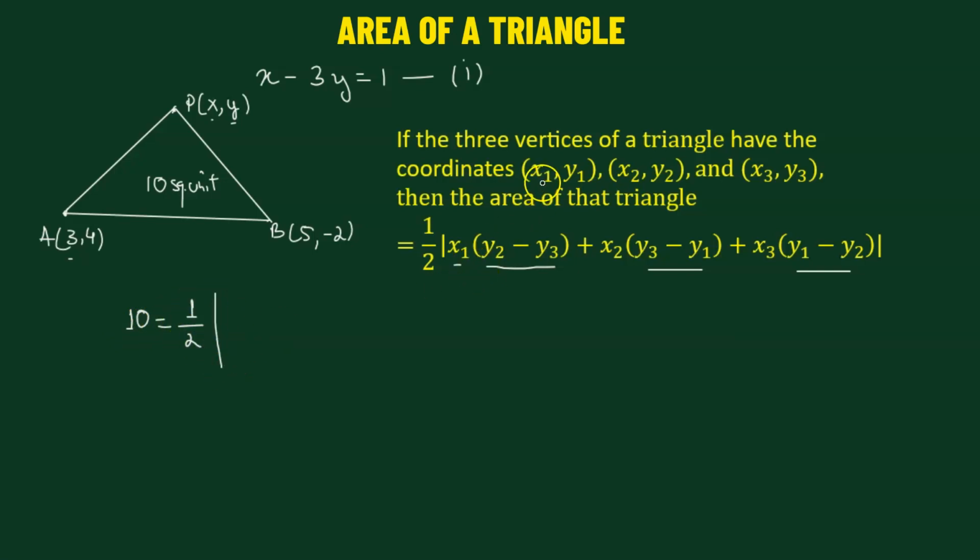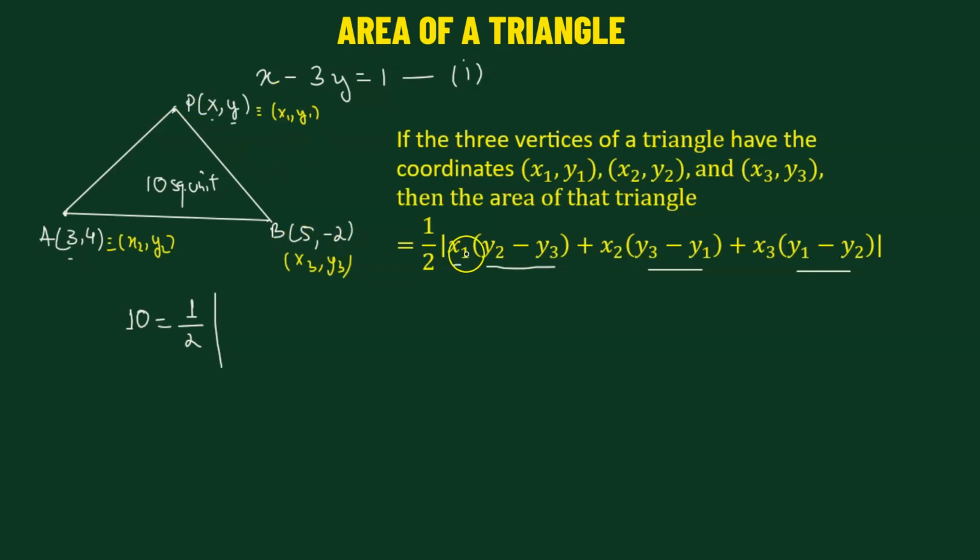Now we need the vertices in terms of x1, y1, x2, y2, and x3, y3. Let's make an assumption here that P is x1, y1, A is x2, y2, and B is x3, y3. The choice we have made is completely independent of the result, so you can choose whichever way you want. You could have started with A as x1, y1, B as x2, y2, and P as x3, y3, and you're still going to get the same result.